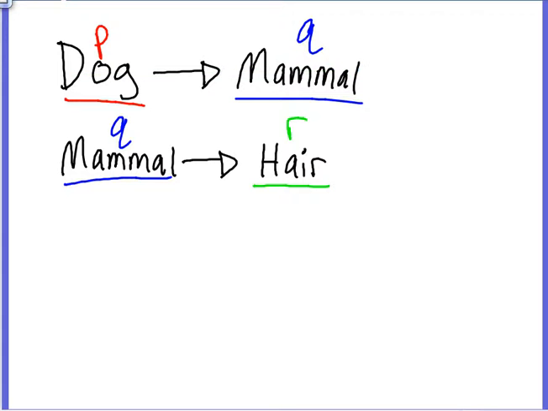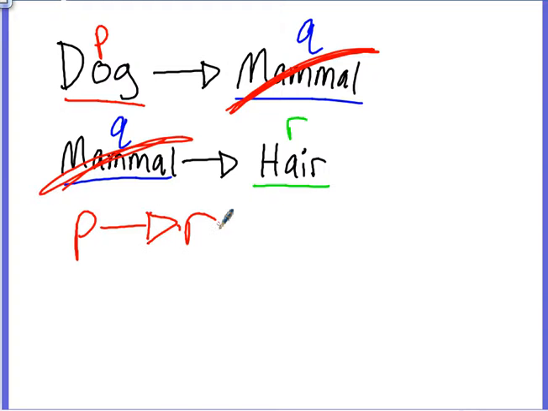So in other words, if it is a dog, then it's a mammal. If it's a mammal, then it has hair. We're going to cut out the middleman. We're going to make a logical conclusion using the law of syllogism. We're going to cut out the middleman altogether. The middleman was mammals. We're going to go straight from P to R. And in other words, to put it out loud, we're going to say if it's a dog, then it has hair.